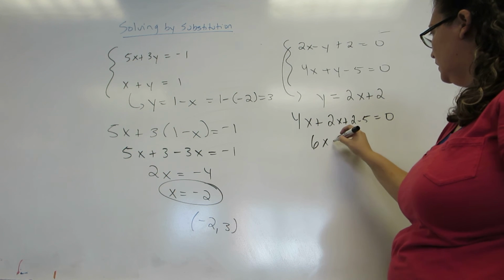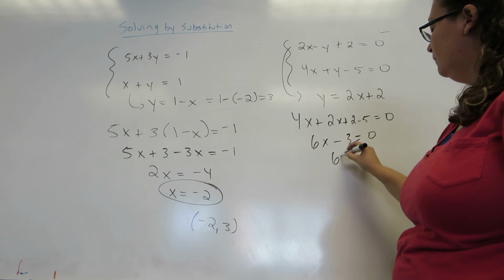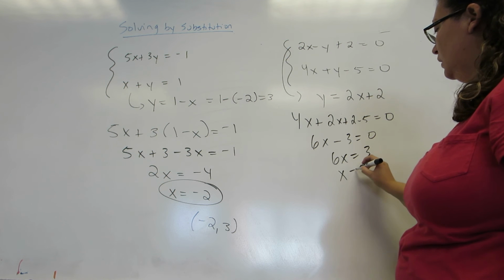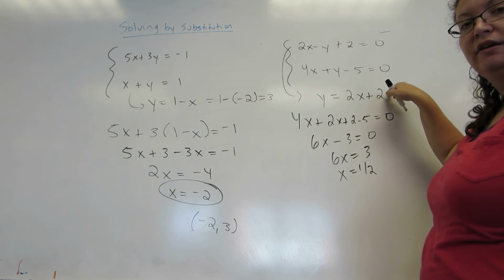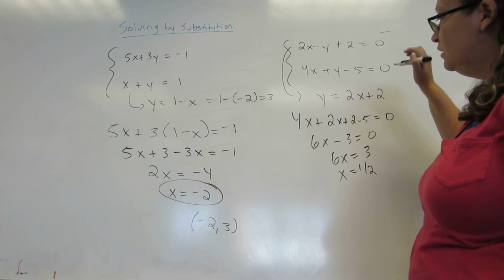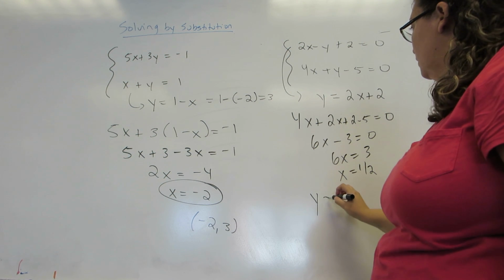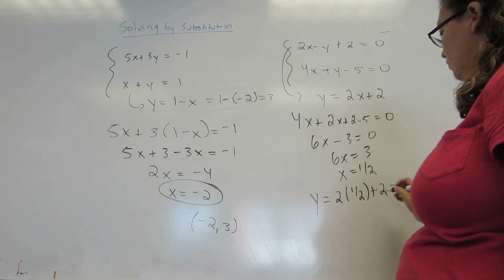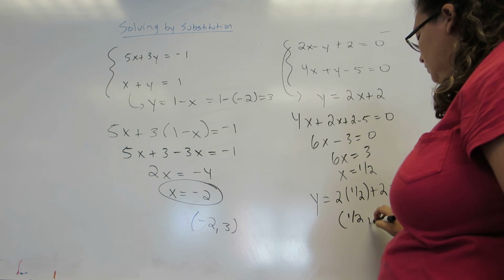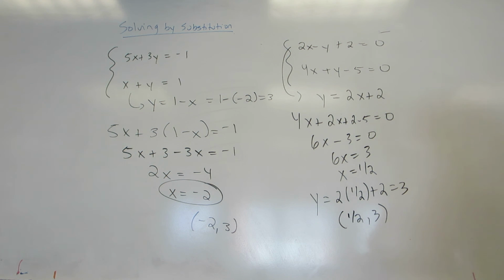So I get 6x minus 3. x is 1/2. I'm then going to go back to here and plug in my value for x to find my value for y. So y is twice 1/2 plus 2, or 3. This gives me a solution of (1/2, 3).